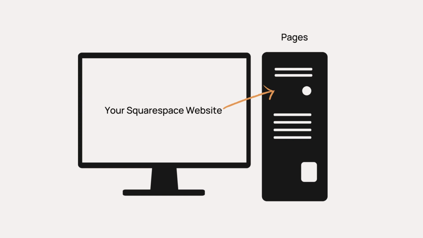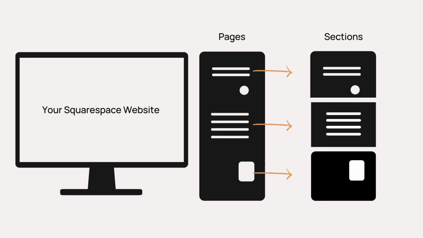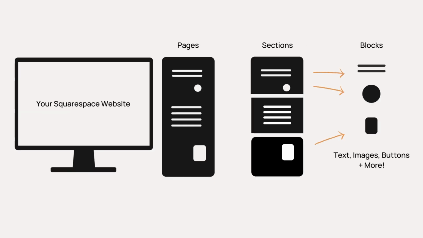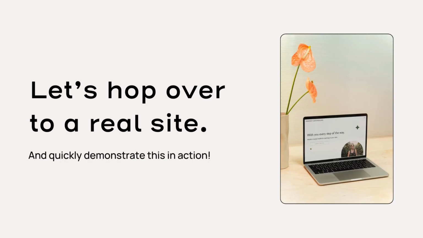So, your website is made up of pages. And then within the pages are sections. Each page is broken down into sections. And then each section contains blocks, or it's basically built by blocks. And the blocks can be things like text, images, buttons, shapes, forms, and a lot more. So let's hop over to a real site to actually see what this looks like in action.